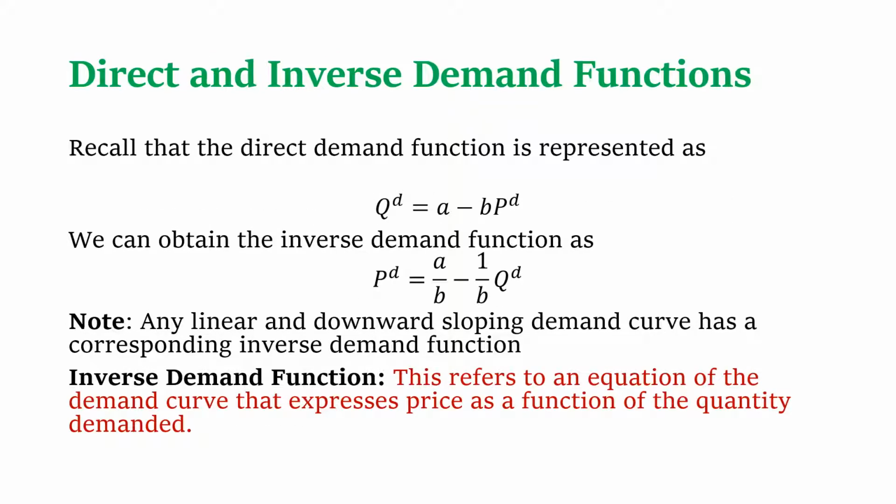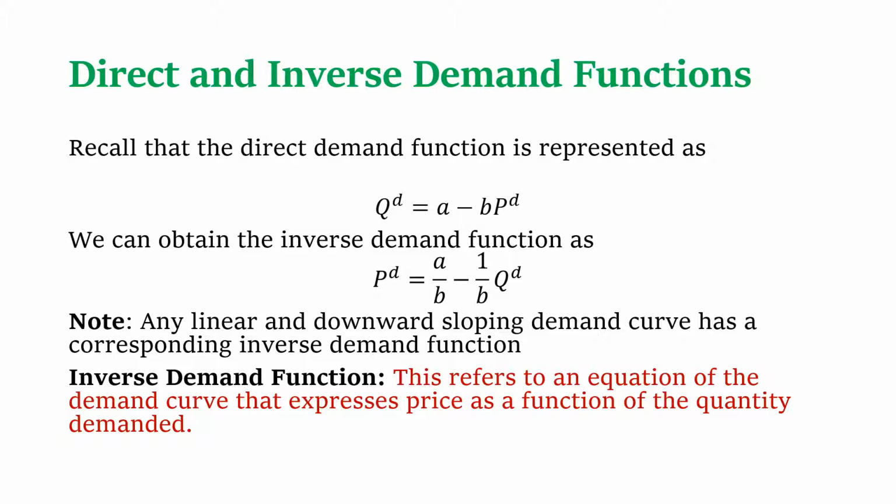Okay. Now, in most cases, you have the direct demand function, which is QD equals A minus B PD. This is called the direct demand function. But in most computation, especially when we try to obtain the profit maximizing level of output, we are going to use the inverse demand function.